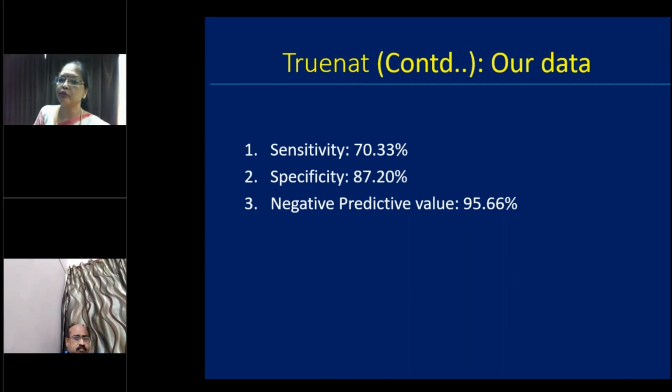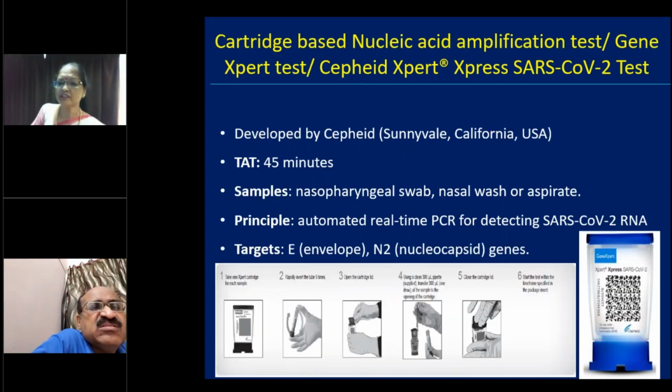Though the manufacturer reported 100% sensitivity and specificity in a small sample size, we have around 1200 samples. We have done both the tests, and in our hands the sensitivity is around 70%, specificity is around 88%, and its negative predictive value is very high, to the tune of 95%. So it is a good test.